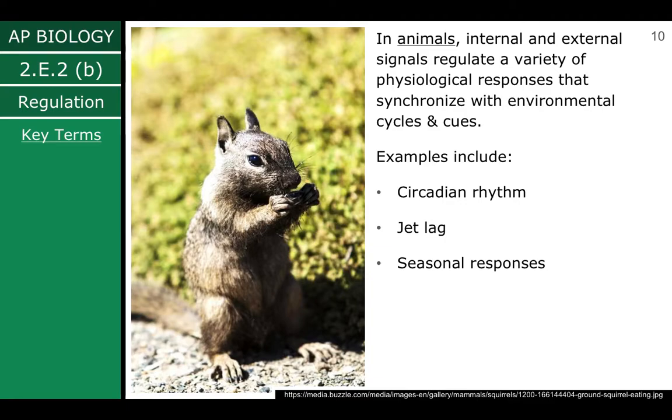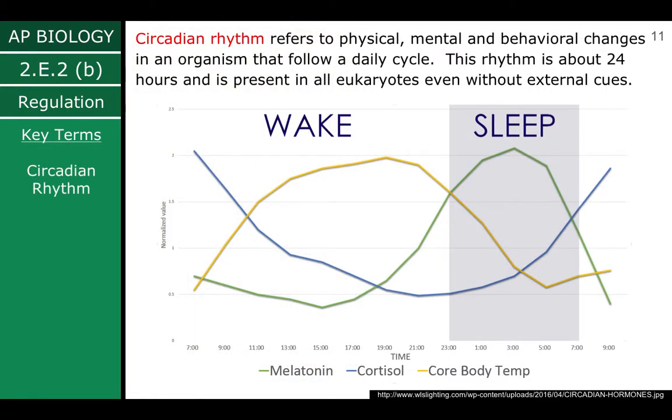In animals, internal and external signals regulate a variety of physiological responses that synchronize with environmental cycles and cues. Some examples of this are circadian rhythm, jet lag, and seasonal responses. Circadian rhythm refers to physical, mental, and behavioral changes in an organism that follow a daily cycle. This rhythm is about 24 hours and is present in all eukaryotes, even without external cues.